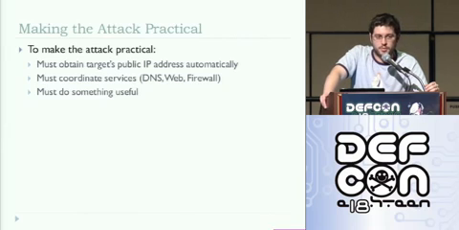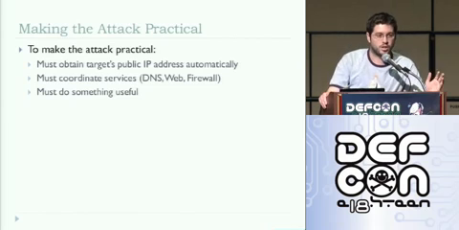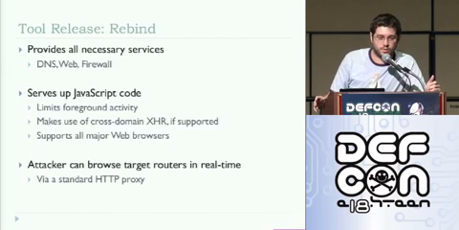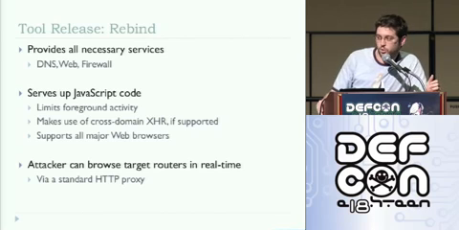But the bigger problem is we have to coordinate all our services. So the DNS server and the web server and the firewall all have to maintain the right state for each client that's browsing to you. And that requires a little custom code. And finally, we have to do something useful with it. Once we actually do the rebinding attack, we have to do something that people will go, "Holy shit, that's bad." So I went ahead and wrote Rebind, which is probably the most cleverly named tool ever.